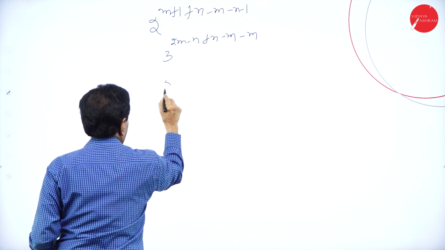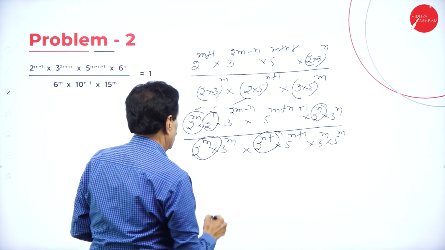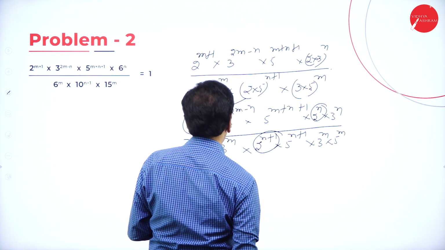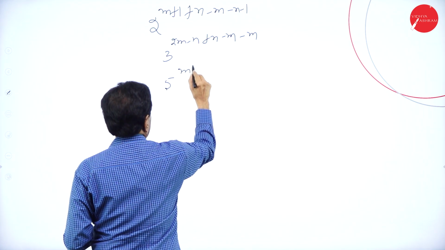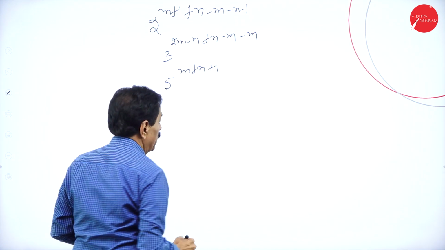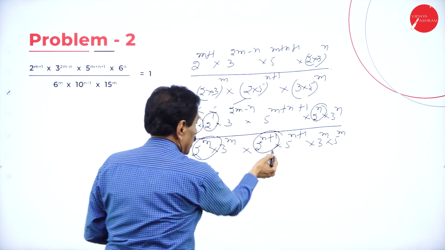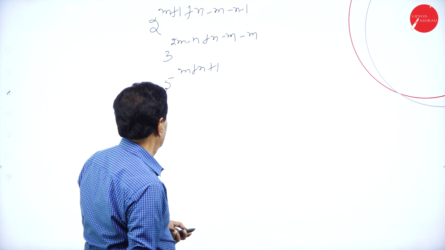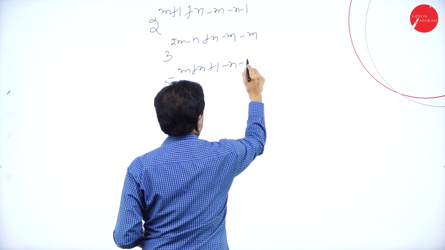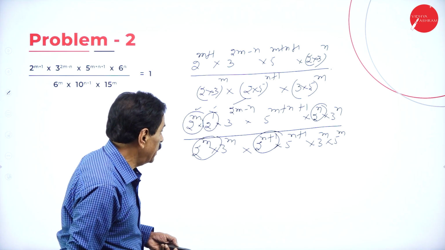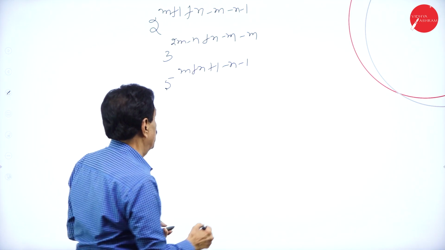Then come back to 5. 5 to the power m plus n plus 1. M plus n plus 1. This one. Come back here. So minus n minus 1. Minus n minus 1. Plus n become minus n minus 1. Here minus m.